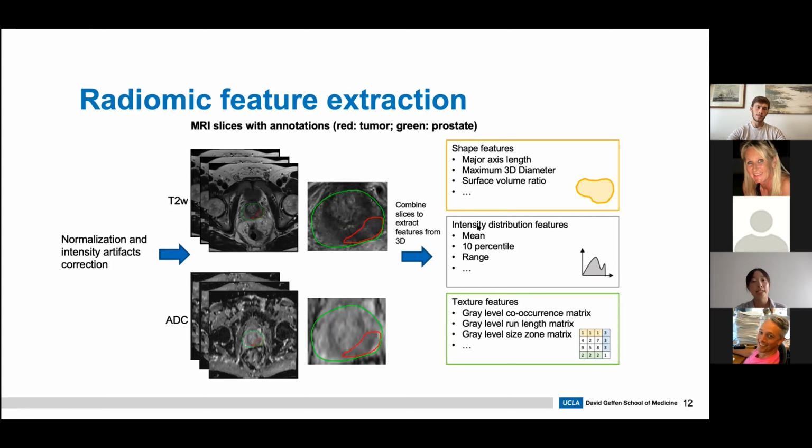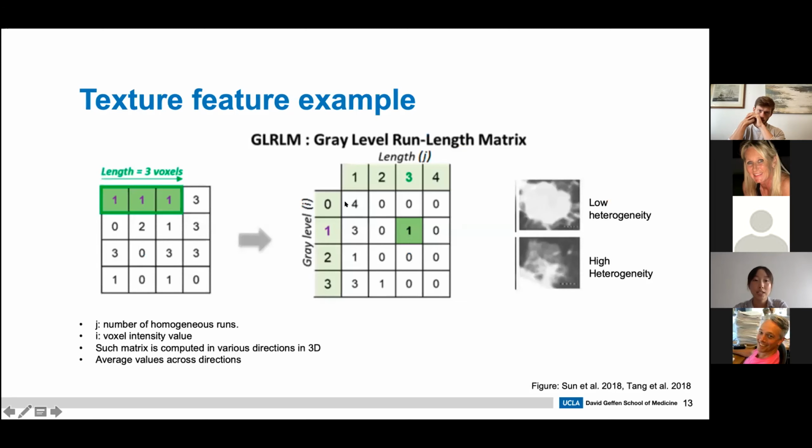So the shape and intensity distributions are relatively intuitive to understand. And now I'm going to show you an example of a texture feature. So this is called the gray level run length matrix, which measures the heterogeneity of the signal intensities in that region. And in this matrix, the ith value would represent a gray level intensity, and the jth value would be the number of connected runs of that gray level.